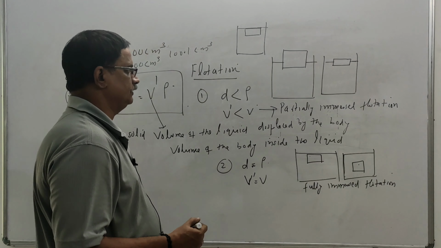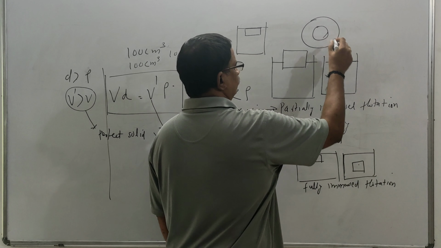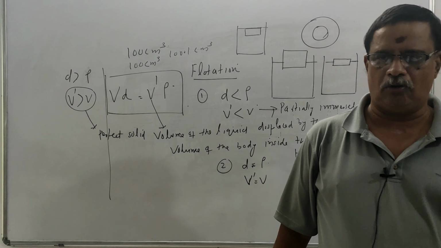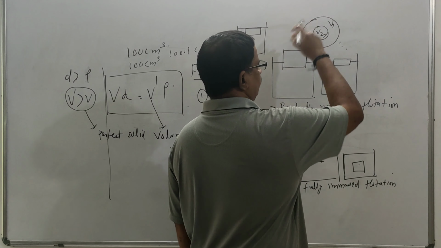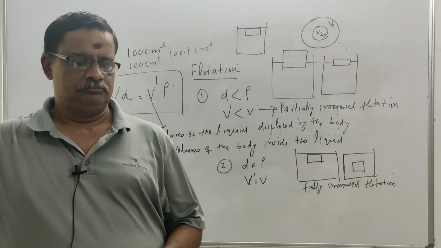But if a body has a cavity like this, then surely the volume of the liquid displaced by the body will be more than the material volume. If the volume of the material is V1 and the volume of the cavity is V2, then the volume displaced when it is immersed will be different from the material volume. In such a case it will get an upthrust which is more than the actual weight of the body. Such bodies can also float.